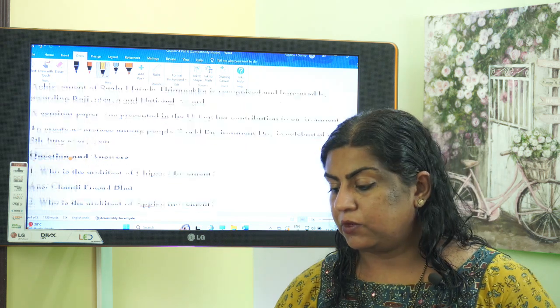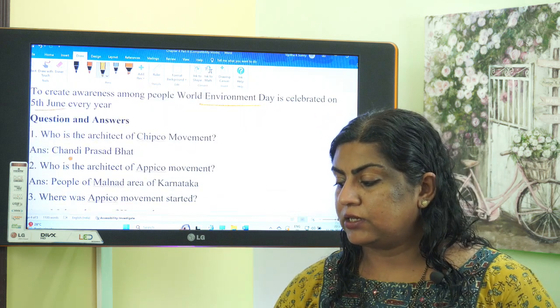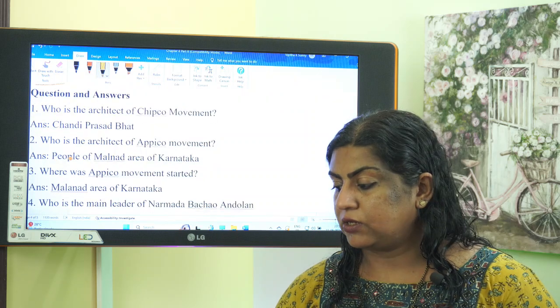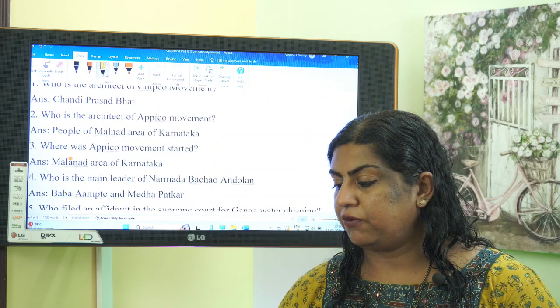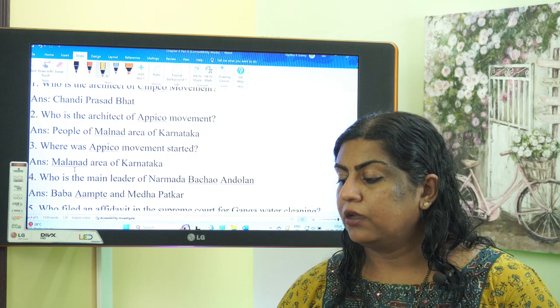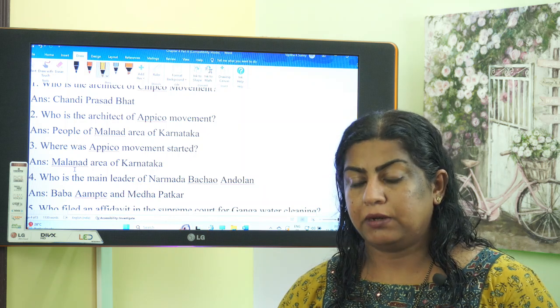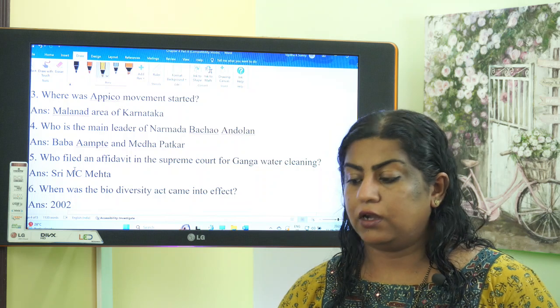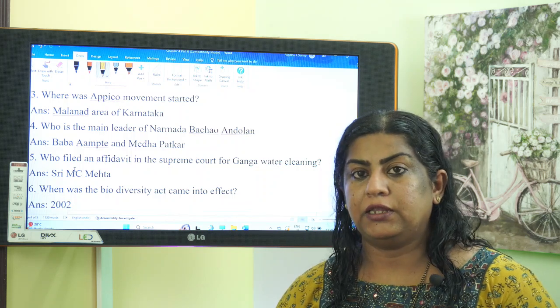Now let us see some question answers. Who is the architect of Chipko movement? Chandi Prasad Bhatt. Who is the architect of Appiko movement? The people of Malnad area of Karnataka. Where was Appiko movement started? Malnad area of Karnataka. Who is the main leader of Narmada Bachao Andolan? Baba Amte and Medha Patkar.